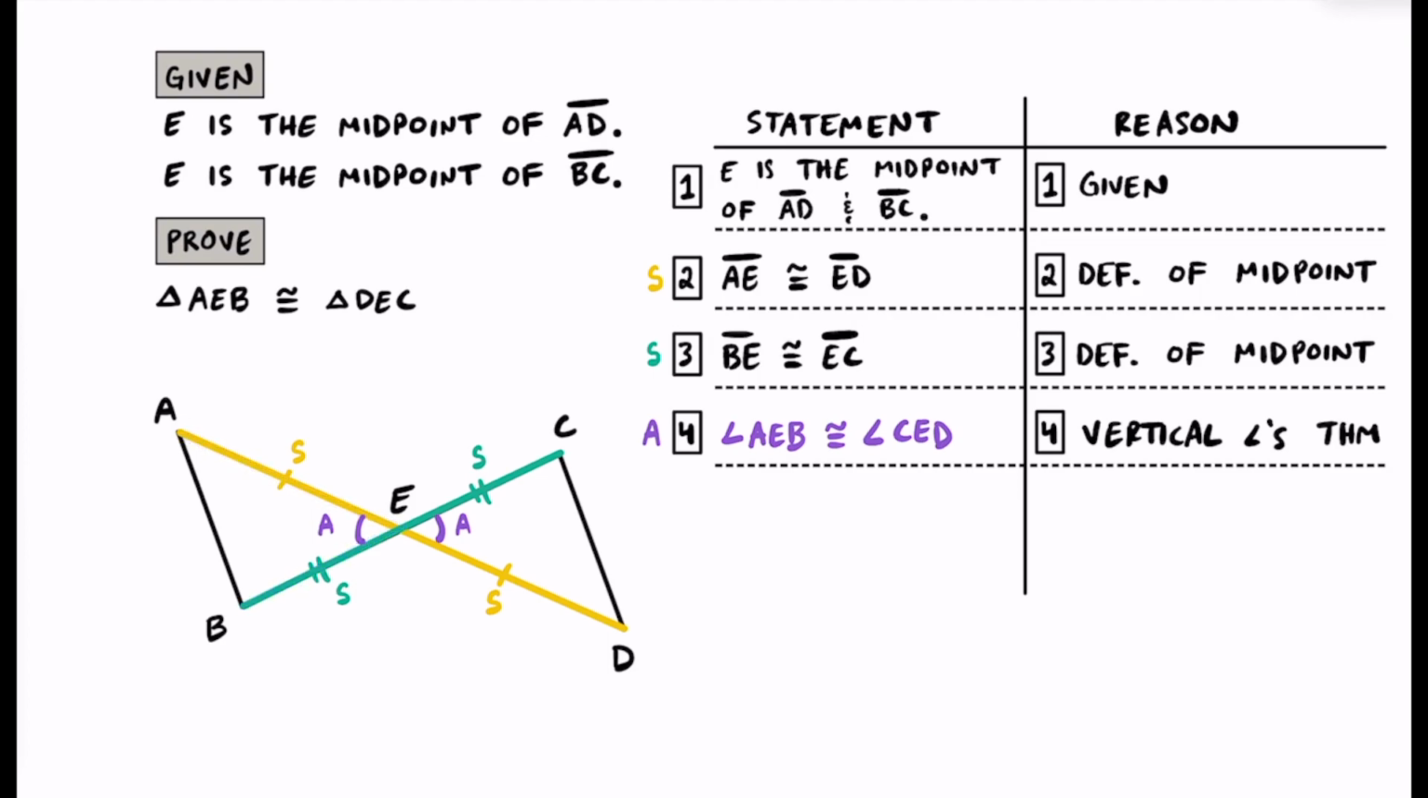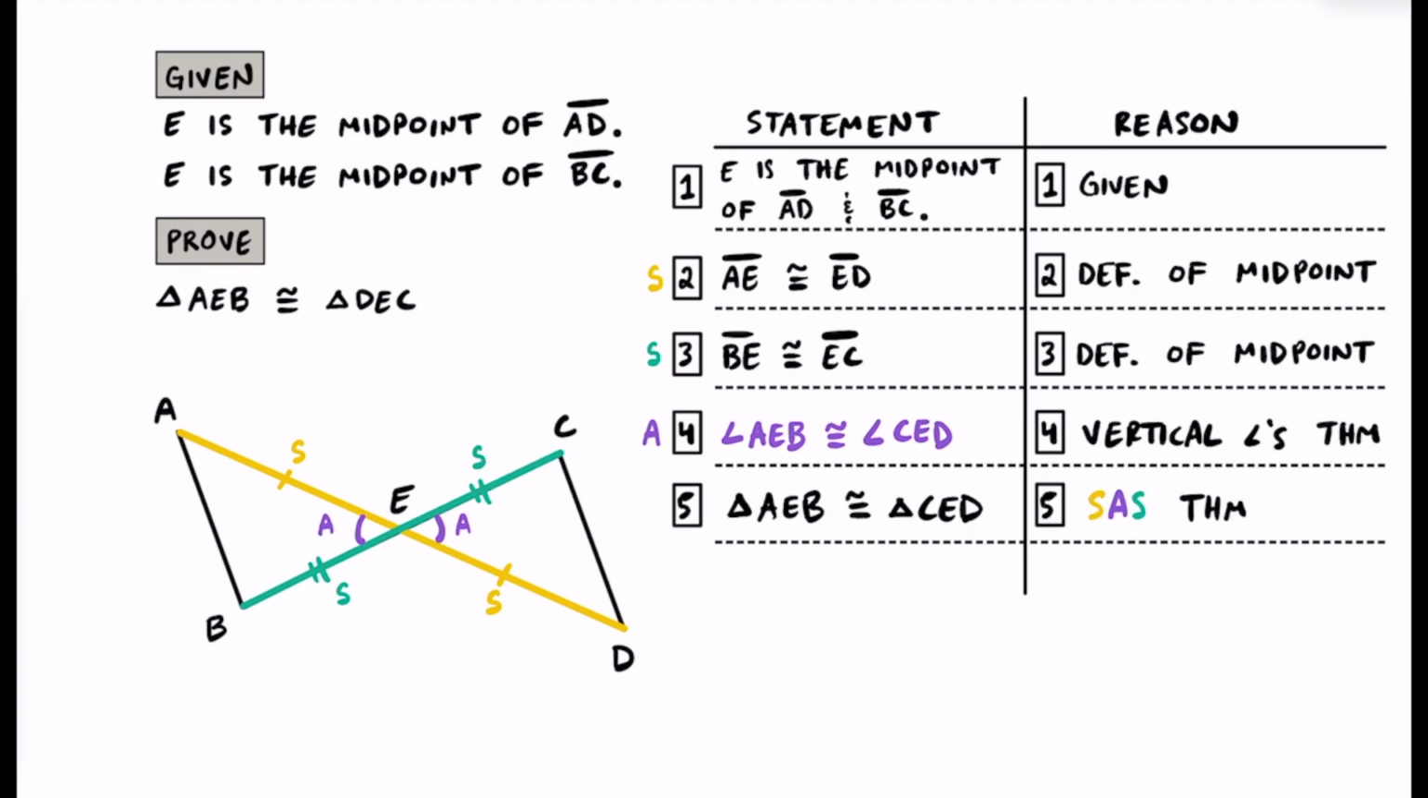At this point, we are ready for our final statement, statement number 5. And we can say that triangle AEB is congruent to triangle CED. And we can say this by the side angle side theorem. And so we know that triangle AEB is congruent to triangle DEC.